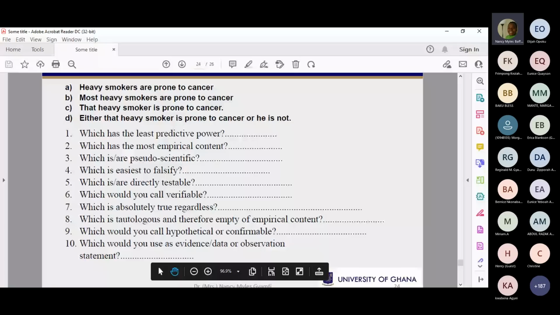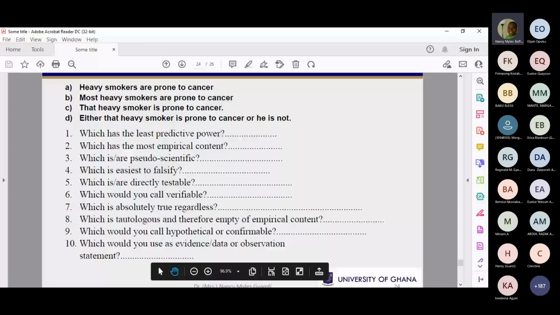I hope you can see that. If I say it's absolutely true, it's a tautology. It's true. No matter what happens, that statement is true. So that's pseudo-scientific as well. That is empty of empirical content. So you look at all the questions that are asking that, and you will see that it is referring to D.